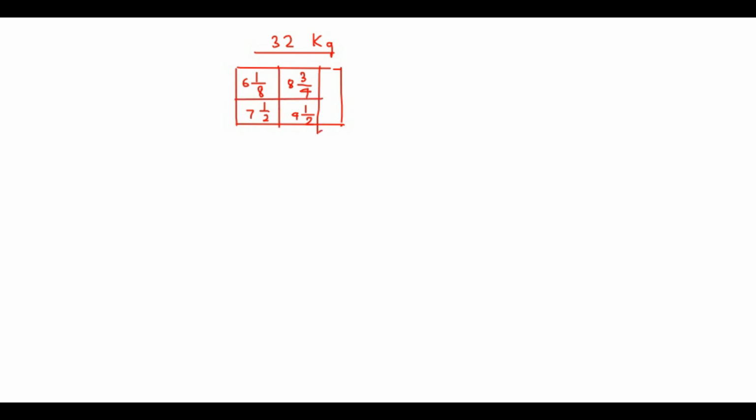So for this, what we have to do is, we have to add first all these 4 weights. We have to add these four weights first and subtract the sum from 32 kg. Then we get how much space is left in which more weight can be placed, and we can get our answer. Let us start.